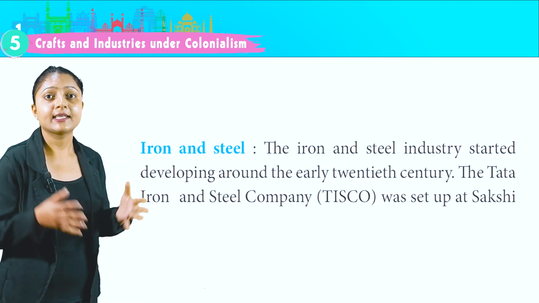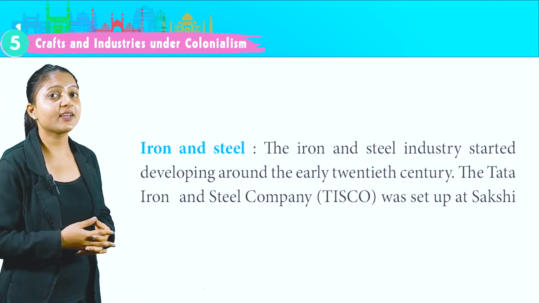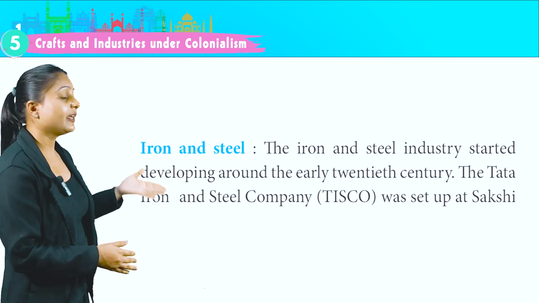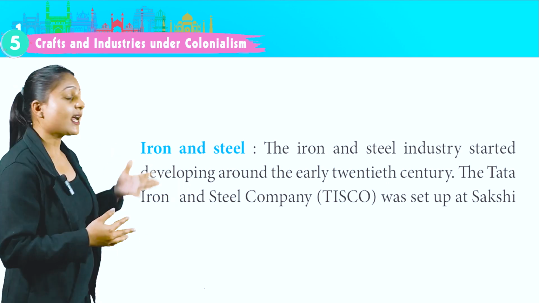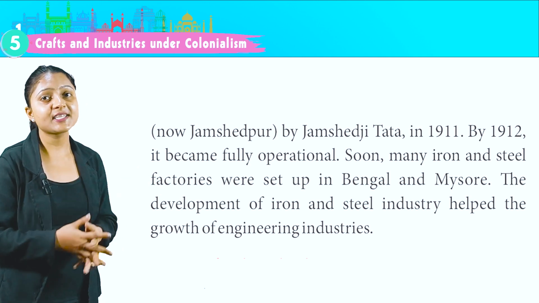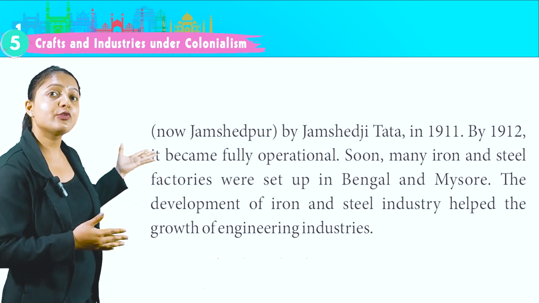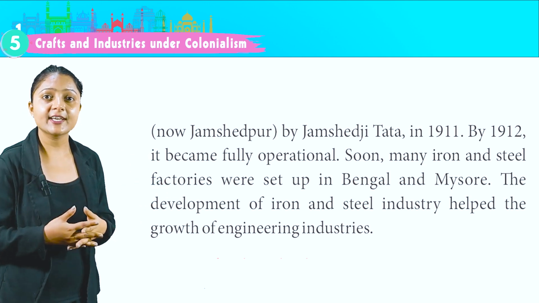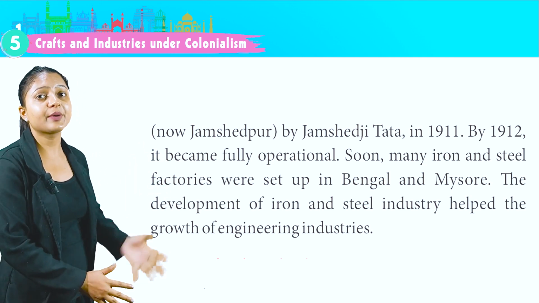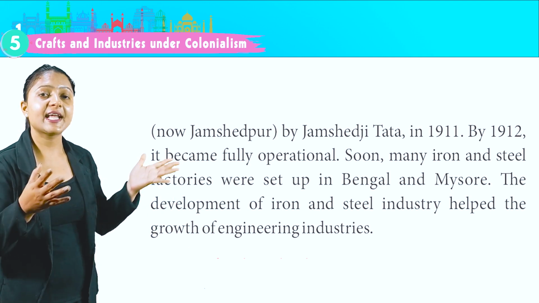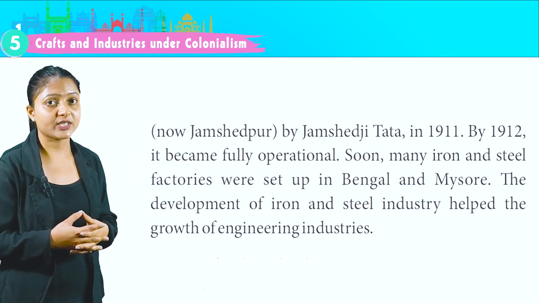Iron and steel. The iron and steel industry started developing around the early 20th century. The Tata Iron and Steel Company, TISCO, was set up at Sakchi, now Jamshedpur, by Jamshedji Tata in 1911. By 1912, it became fully operational. Soon, many iron and steel factories were set up in Bengal and Mysore. The development of the iron and steel industry helped the growth of engineering industries.